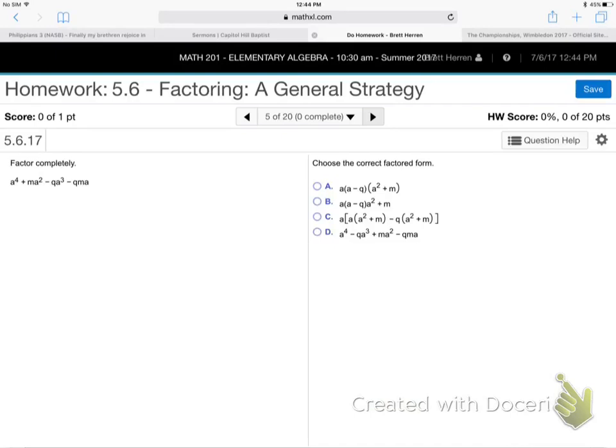All right. Let's try this one. A to the 4th plus m a squared minus q a to the 3rd minus q m a.